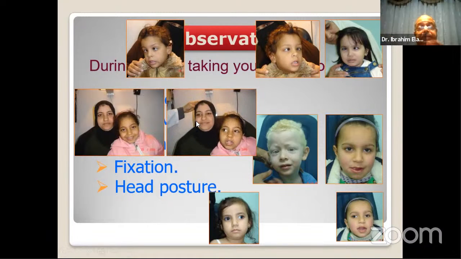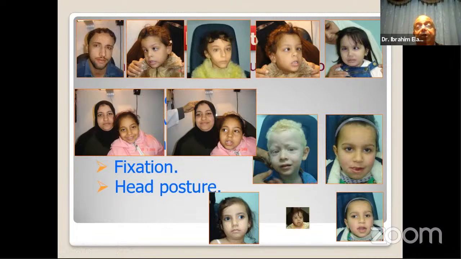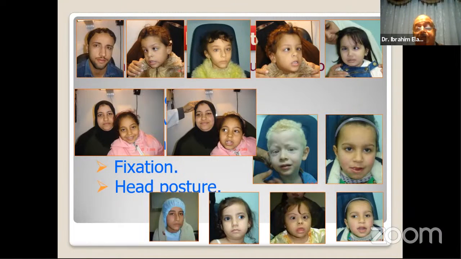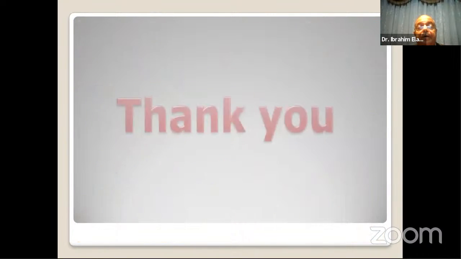This is the last slide. The mother and the daughter have left Duane syndrome, superior oblique palsy, Duane. This is the observation. Thank you very much.